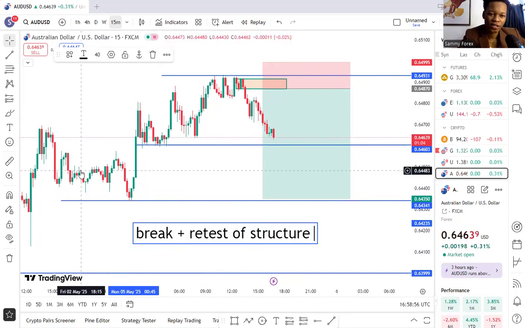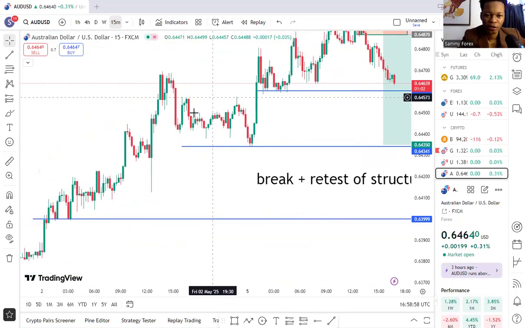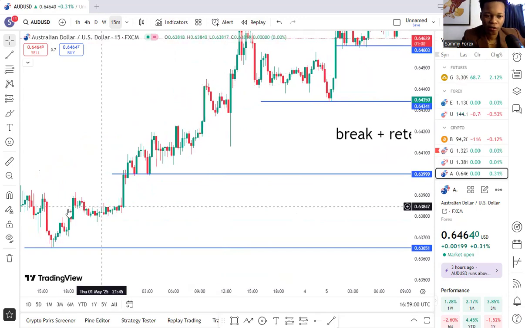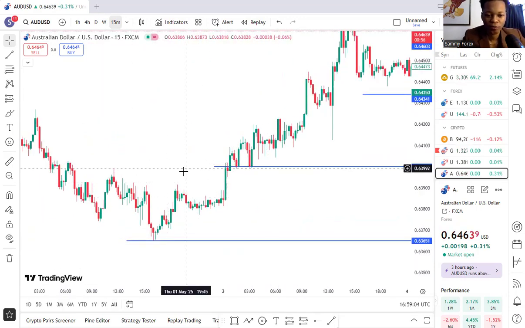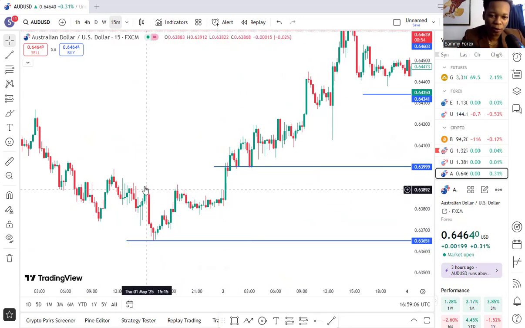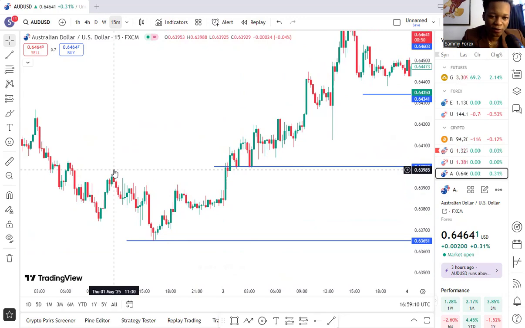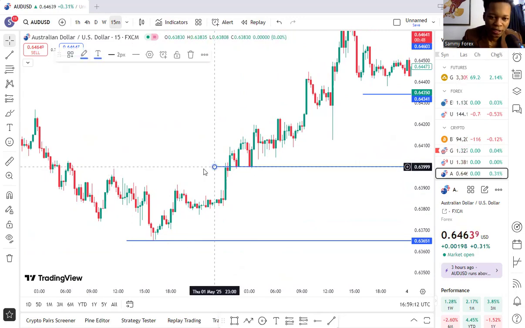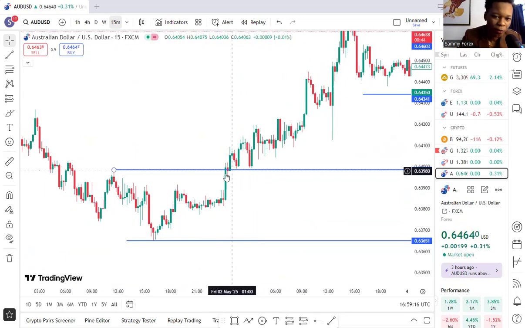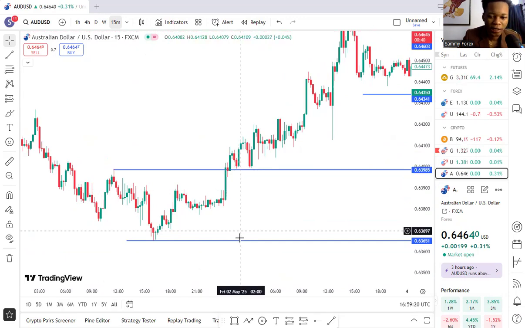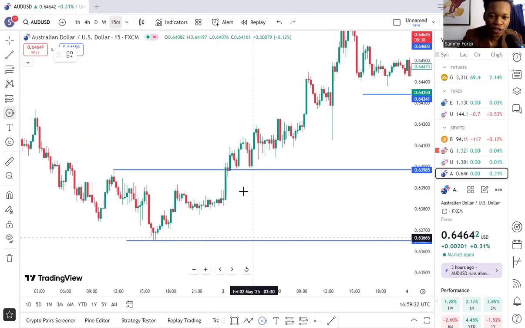Let's say price is moving in an uptrend, and what happened? If you notice, I'm just marking out the lows that are currently pushing out to break the highs. Price made this low. What happened? Price broke out of this high. This high was the recent high that price made here, which price broke out, and then retested the structure that was broken. And what happened? Price continued going up.